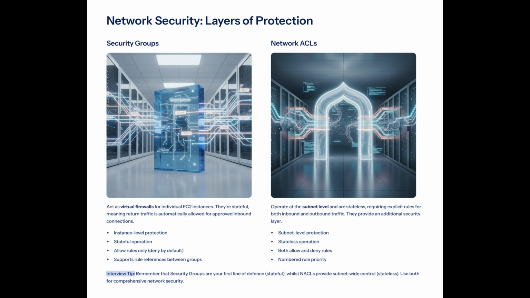A security group is tied to an instance. Think of it as a lock on a specific door. You configure inbound rules to allow only what you need, such as HTTP, HTTPS, or SSH. Outbound traffic is allowed by default unless you restrict it. Because security groups are stateful, you don't need to write two rules for every connection. If inbound is allowed, the response is automatically permitted.